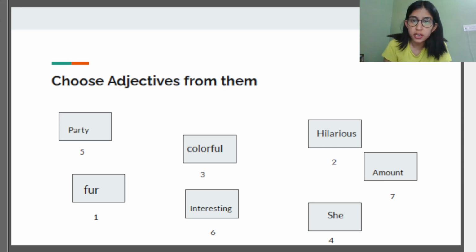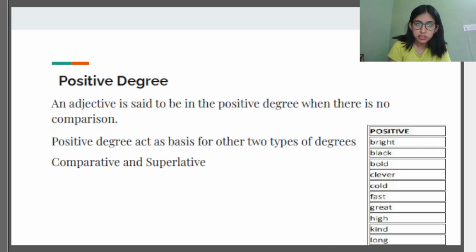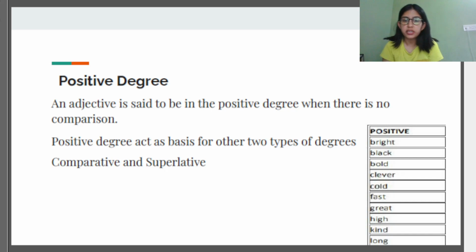Like this, there are different types of other adjectives as well. So you will also be answering in the chat box if you are able to find any or not. We'll be moving forward and starting with the first, the positive degree. An adjective is said to be in the positive degree when there is no comparison. When do we call an adjective a positive degree? When there is no comparison between two things. Positive degree acts as the basis for the other two types of degrees, comparative and superlative.